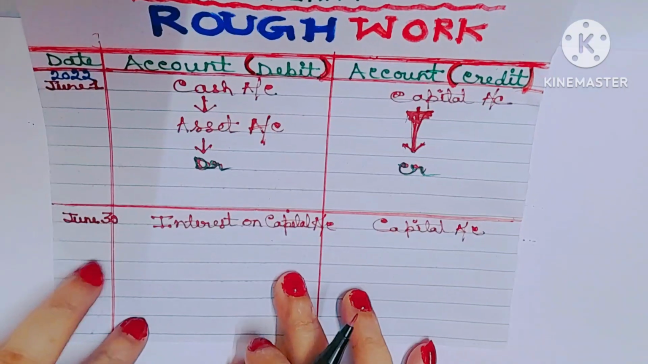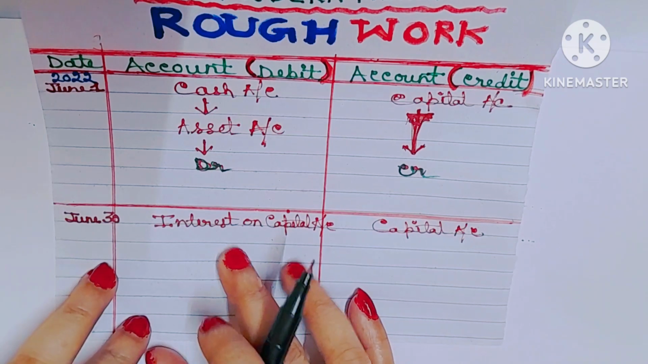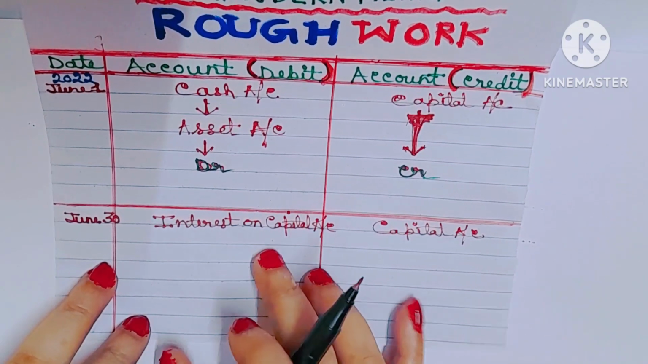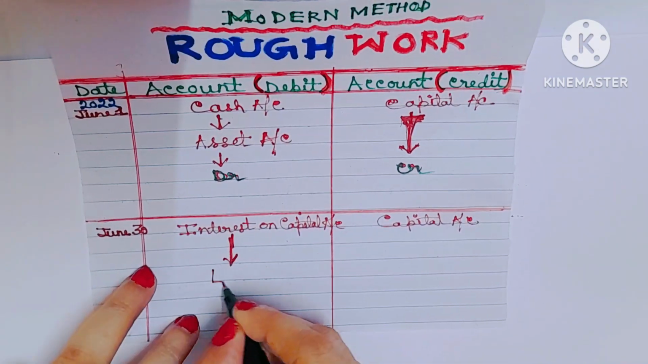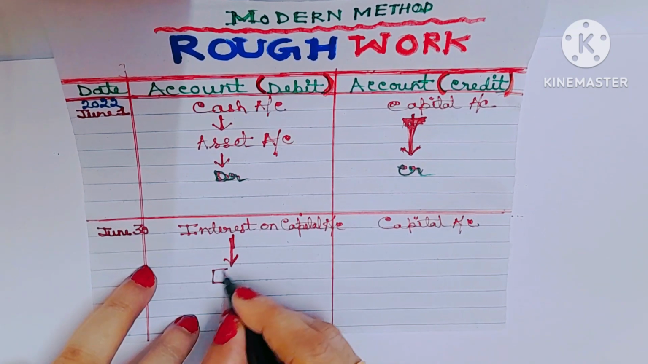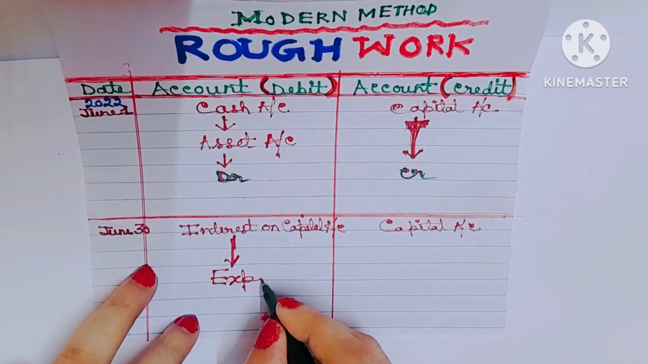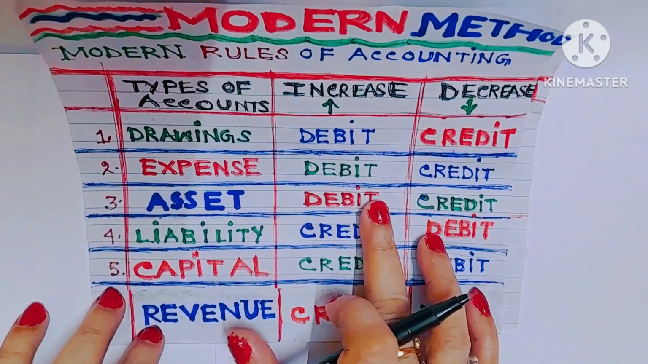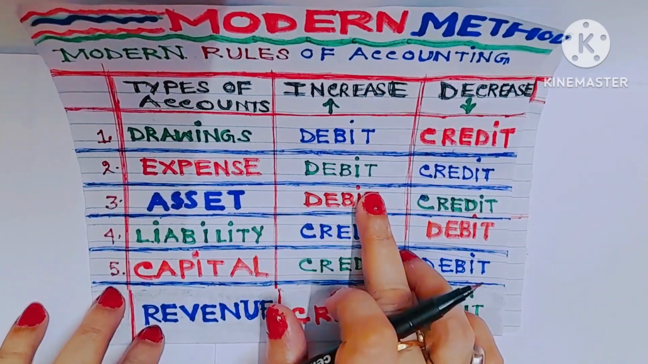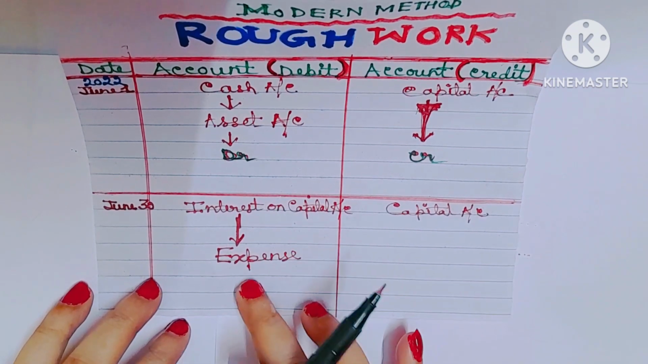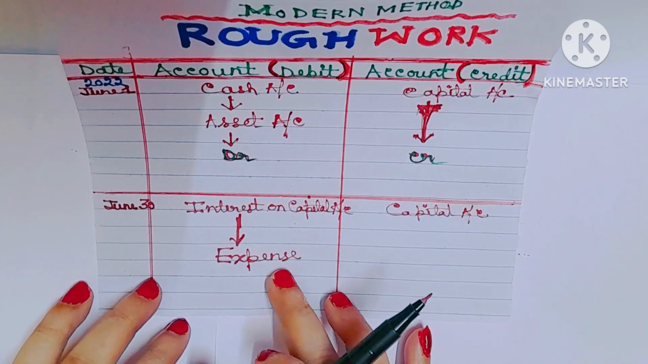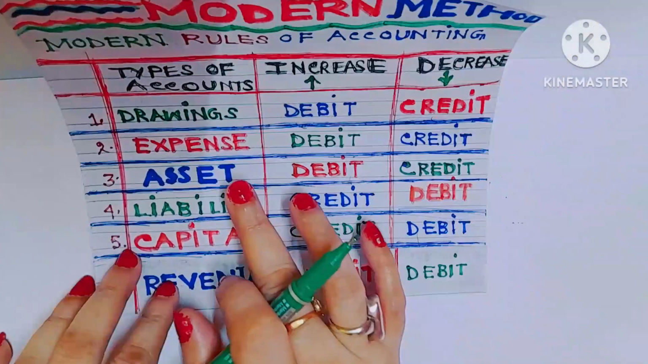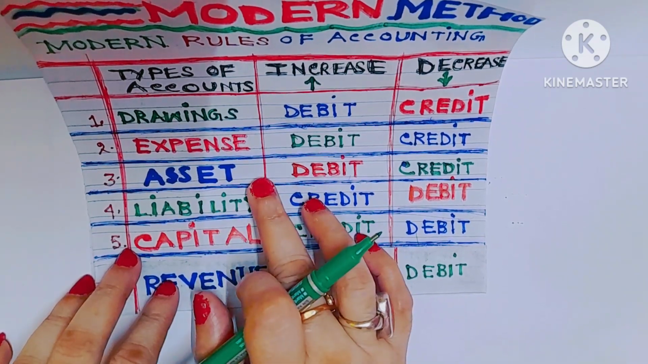Now, here, when the business is paying interest on capital to Mamuni or the proprietor, this is an expense for the business. I have already explained in detail. So, interest on capital account is an expense. Let's go through the modern method chart. See, number 2. If expense is increasing, it should be debit. So, interest on capital account is an expense for the business, so expense is increasing and it should be debit. See again the chart. Number 2. If expense is increasing, it should be debit.